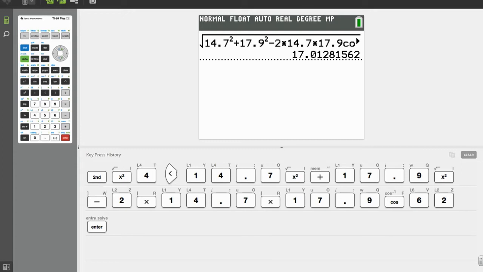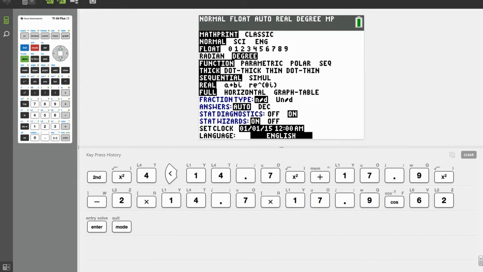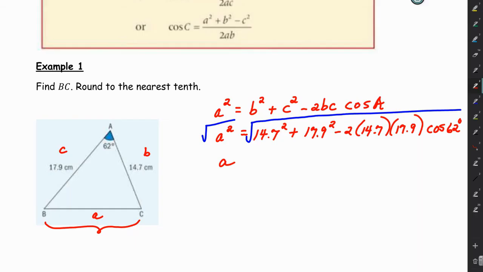You can see at the top of my screen that I am in degree mode. If you aren't and you need to change that, you go to mode, and you're going to go down and you're going to highlight degree. So we're going to get A is equal to, of course, side BC. Rounded to the nearest tenth, we got 17.0 centimeters.